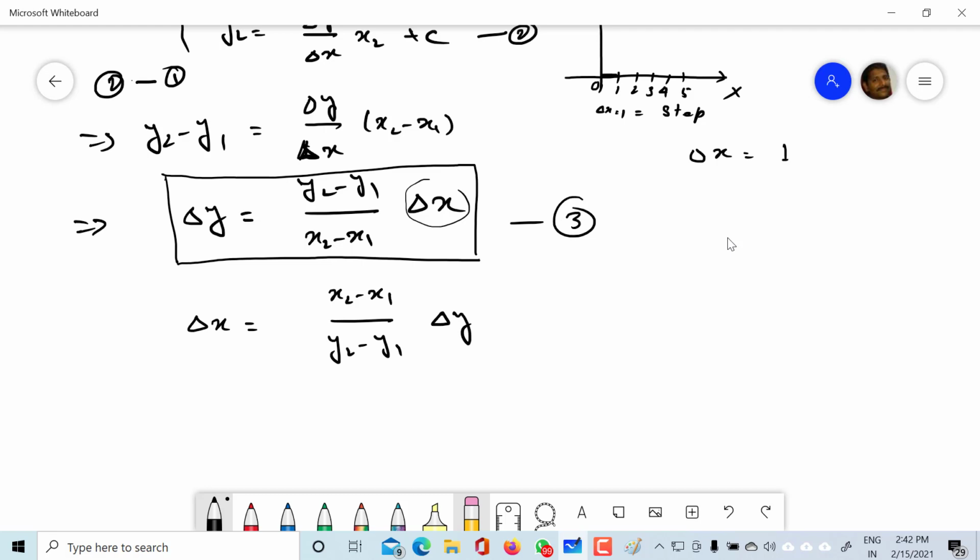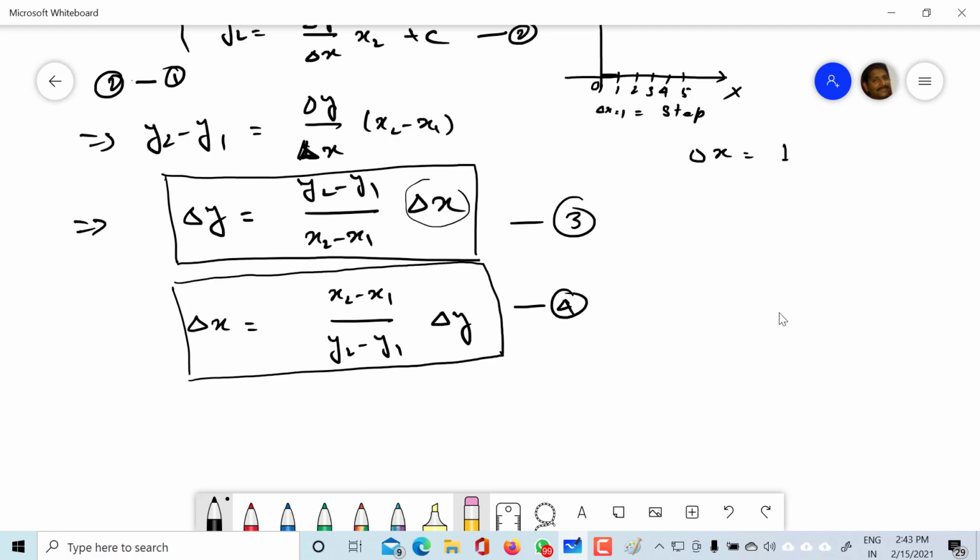Now the question arises: in which case should we take delta x as the base and in which case should we take delta y as the base? This is a very important concept. So let us draw two cases. This is case number 1, and let us draw this case, this is case number 2.